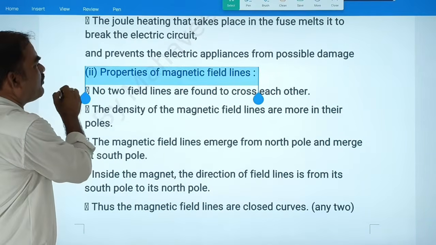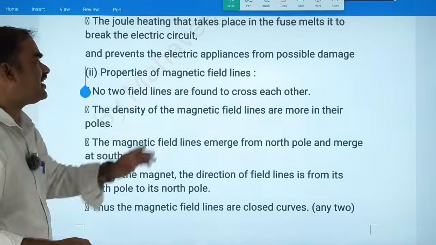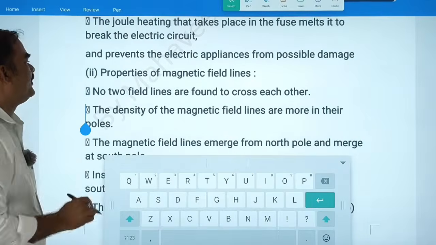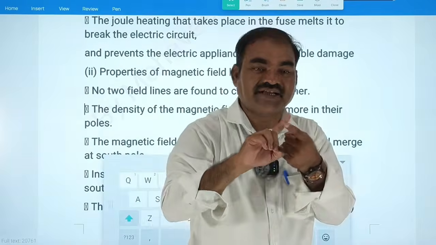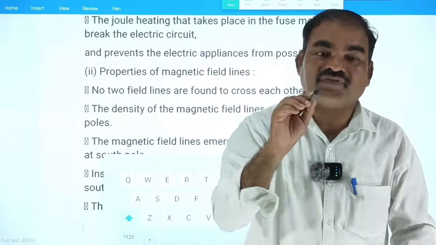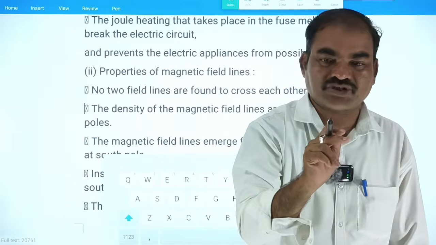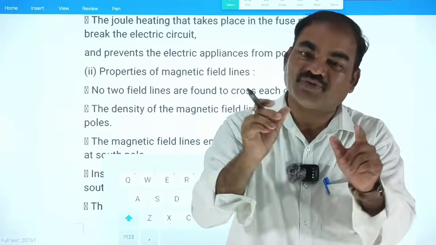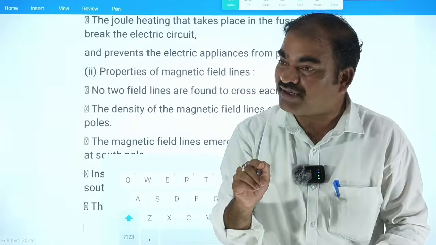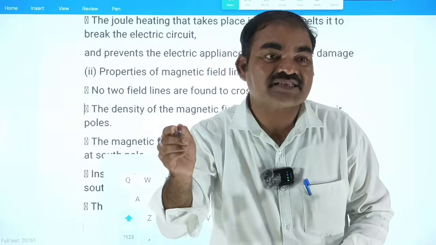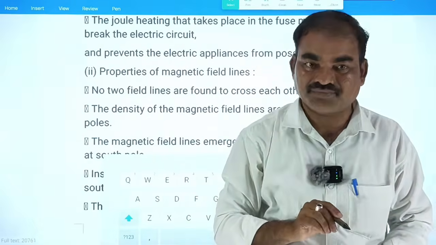And next, properties of magnetic field lines. First one: no two magnetic field lines intersect or cross each other. Always remember, if you take a bar magnet, there will be two poles. If it is broken also, it will have two poles, one north pole and another south pole. In a bar magnet, the magnetic field lines move from north to south direction.